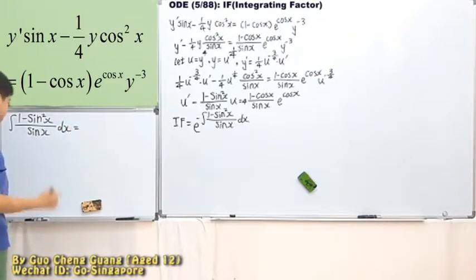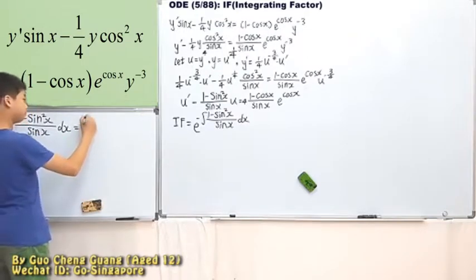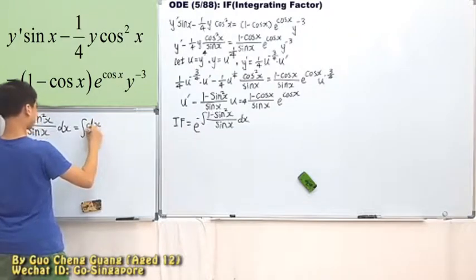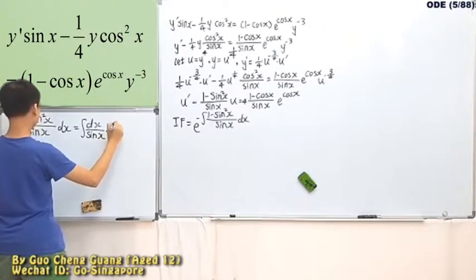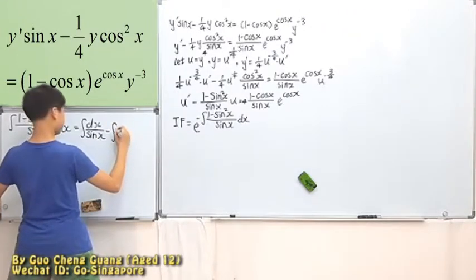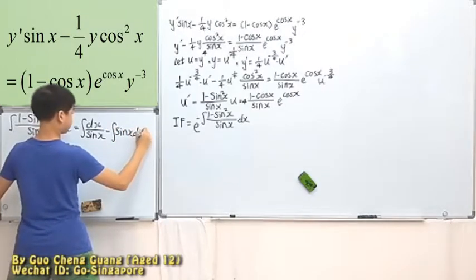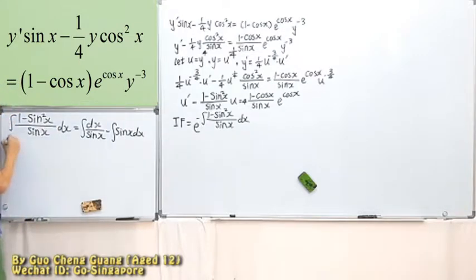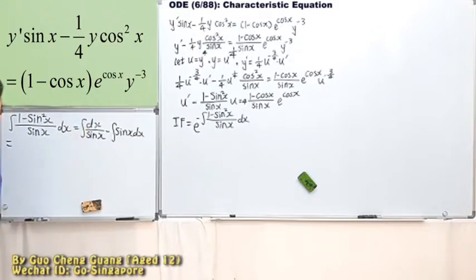Okay, now for this part, what do we have? We can try separating them. Yeah, we can try separating them. And this is what you'll get, okay? So then next, at this part, over sine x, but here it's just x.